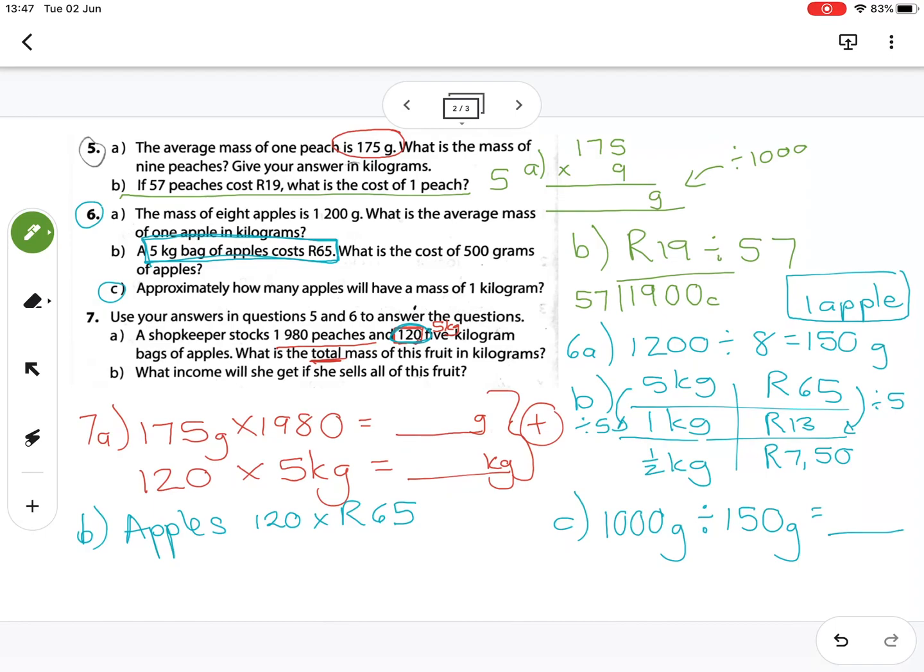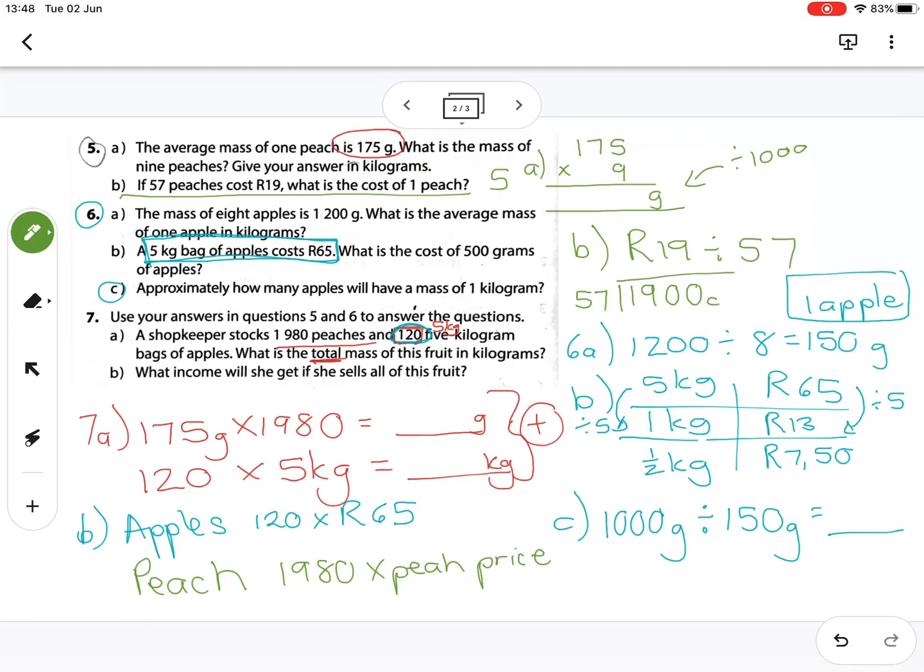if we look at the peaches, what income will she get? She's got 1980 peaches, and we've worked out the price of one peach. Now I haven't worked it out yet, so I'm going to leave it up to you, but you're going to take the price of one peach and you're going to times it by 1980. 1980 times the peach price. Okay.